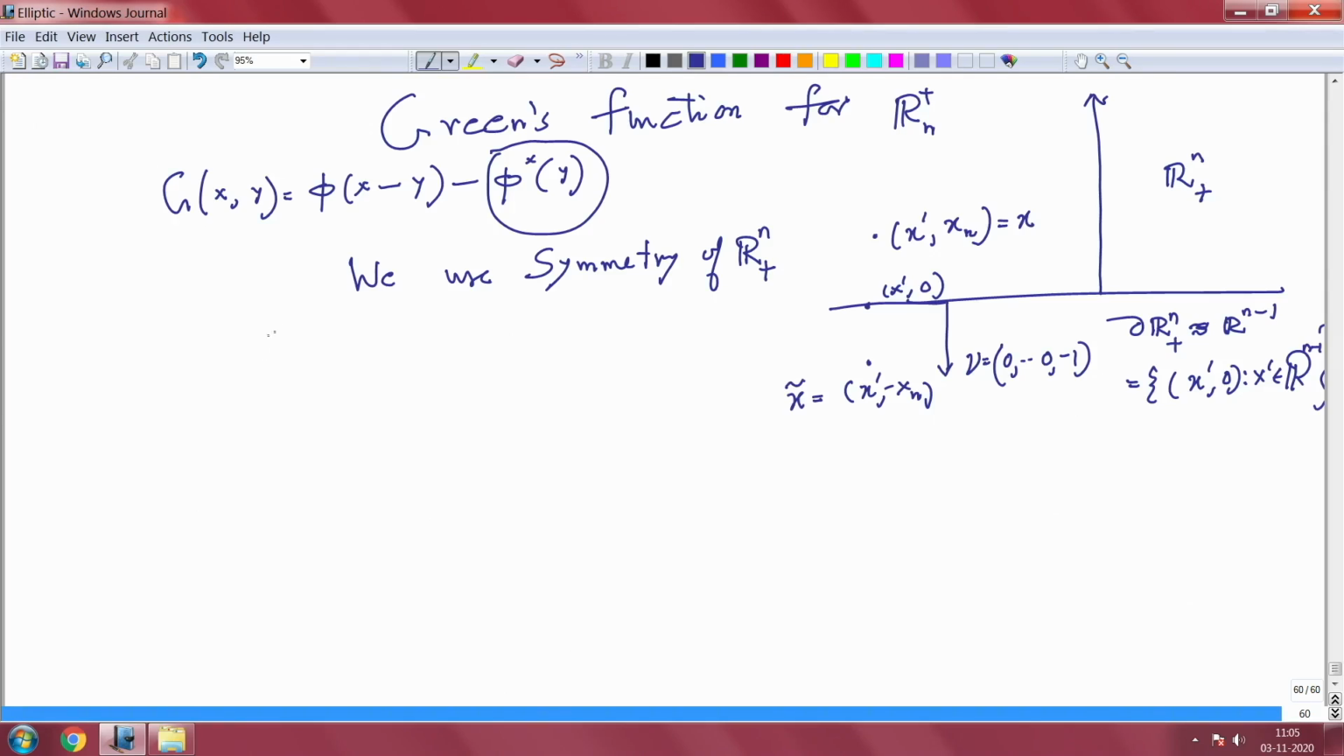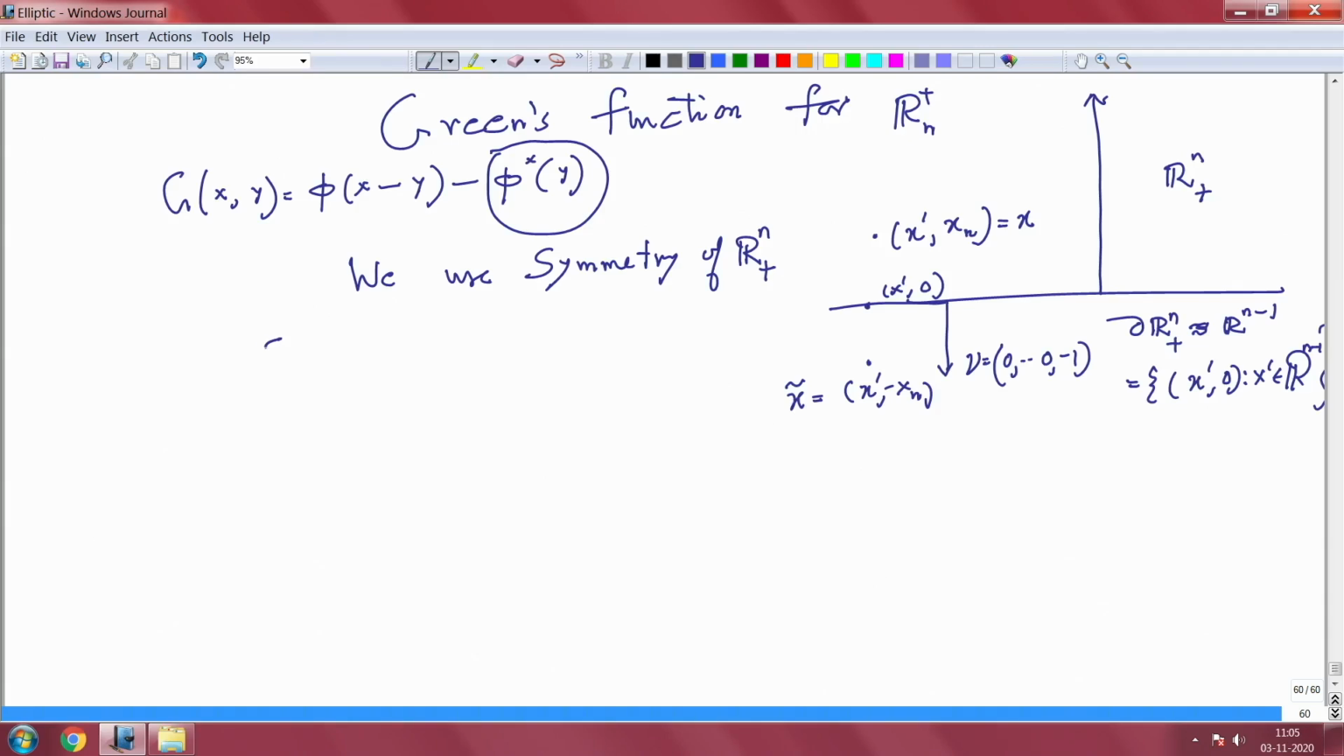So, this is the symmetry I am using. If I use phi of x, y, x and y are different, g of x, y is different with x and y. If I take x here and consider phi of x minus y in the upper half plane, it has a singularity, but if I use x tilde as my singularity, in the upper half plane it will be smooth.